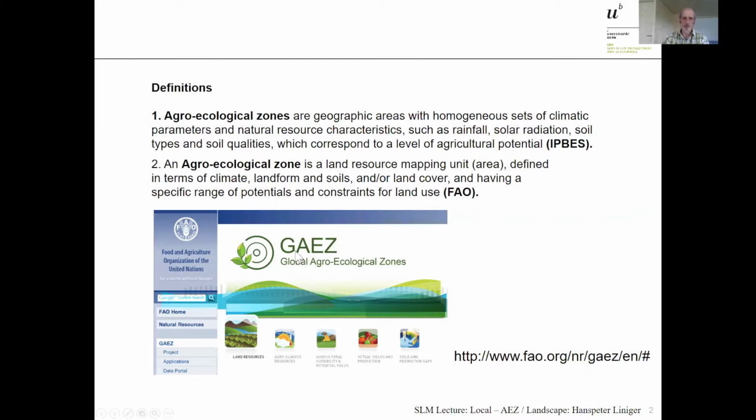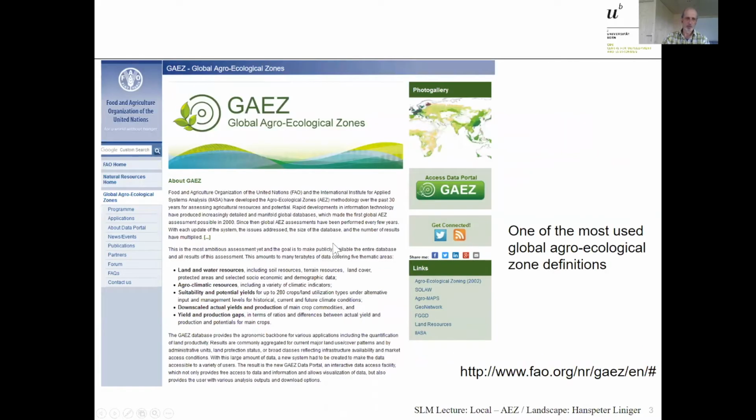It's a partner of our WOCAT program, and I'm going to show you a bit more into detail what it means. It's well defined. You have the link here to the FAO website. You can look through it. I'm just shortly trying to point out these 5 different issues that they are using in order to define agroecological zones.